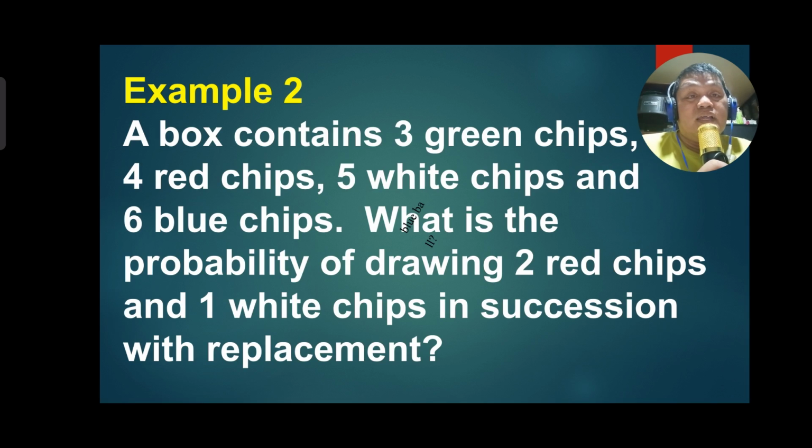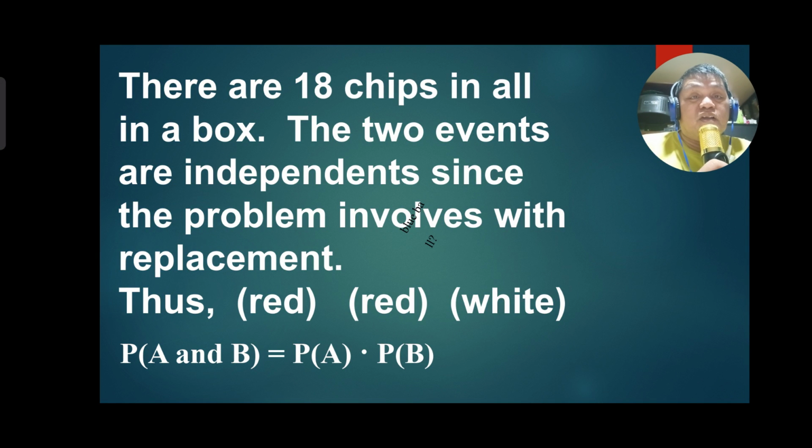We have example number 2. A box contains 3 green chips, 4 red chips, 5 white chips, and 6 blue chips. What is the probability of drawing 2 red chips and 1 white chip in succession with replacement? So we have now, there are 18 chips in all in a box. The two events are independent since the problem involves replacement. Thus, we have now the probability of event A and event B is equal to the probability of event A times the probability of event B.